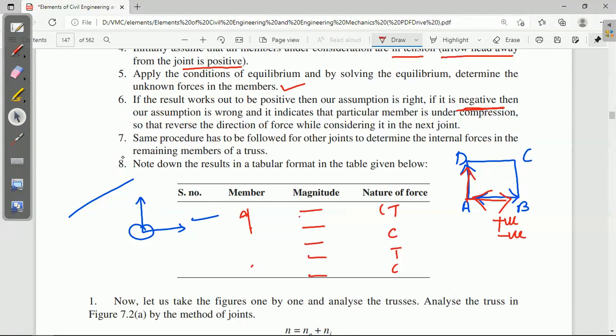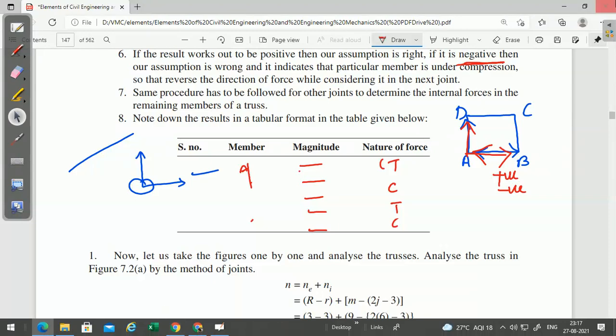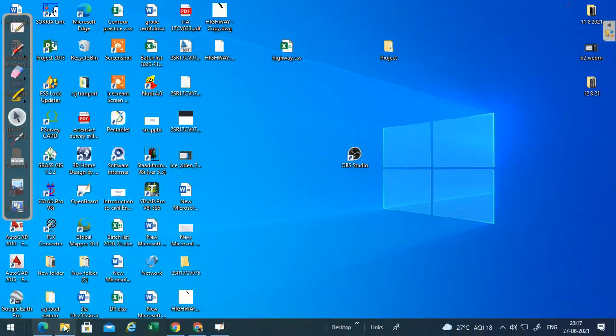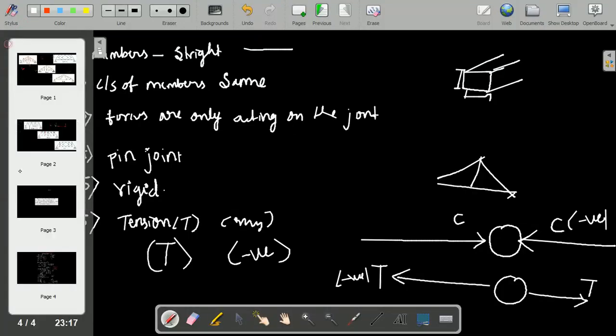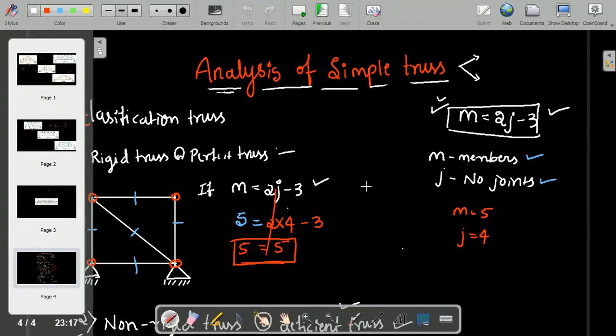So the complete analysis is there. The analysis of trusses is very important. In today's class I have given a brief introduction regarding what we mean by trusses, types of trusses, how we are going to make the assumptions, and what steps are involved in solving the problems. In the next class we are going to start with a very important problem, that is, how we are going to analyze this truss by the method of joints.